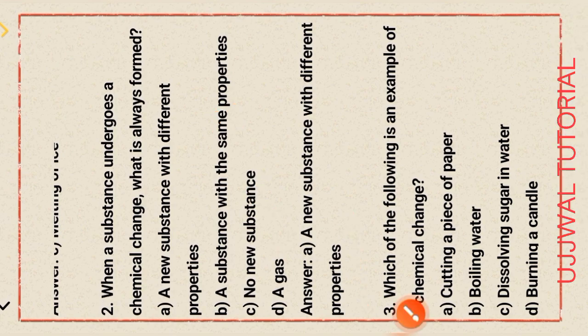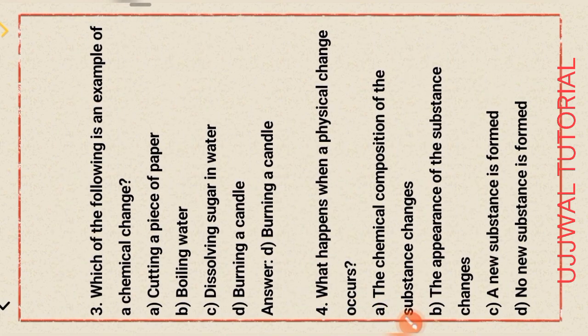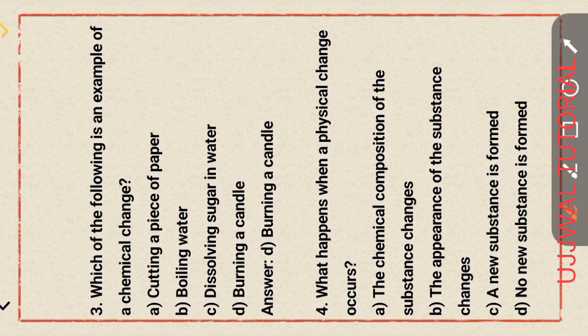Next question, question number 3. Which of the following is an example of a chemical change? Option D, burning of kerosene. But option A, cutting a piece of paper, boiling of water, dissolving sugar in water, are all physical changes. So option D is the right answer.